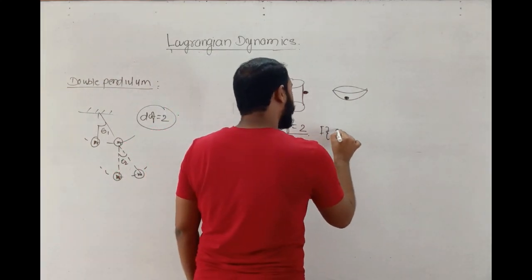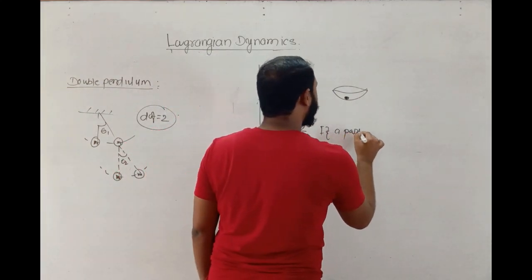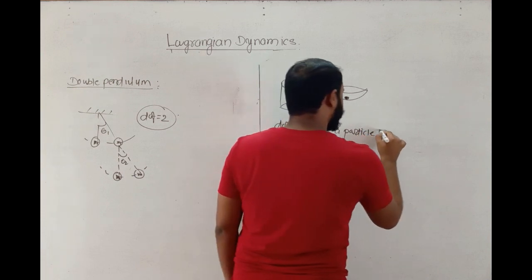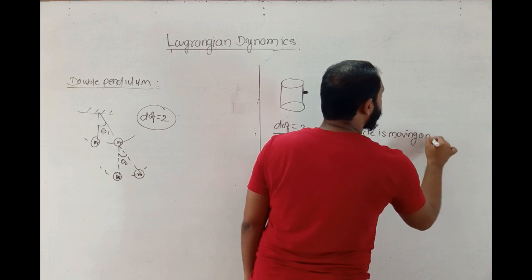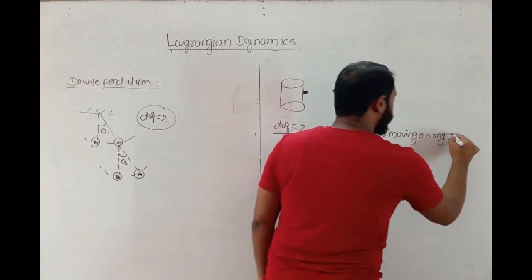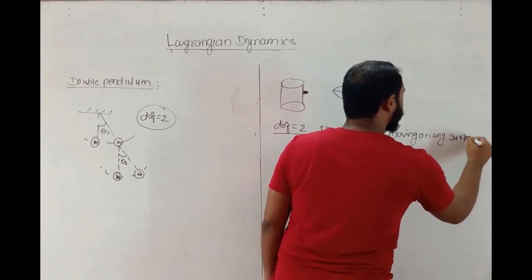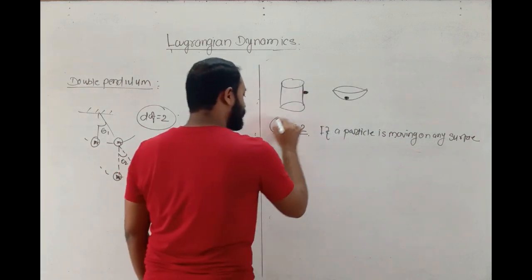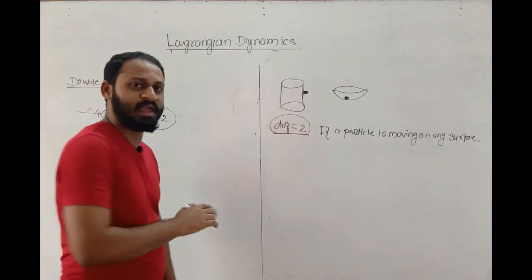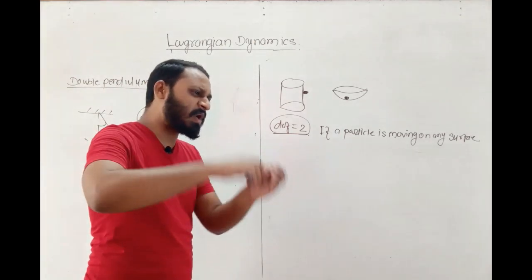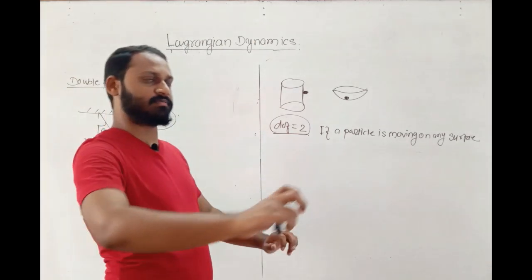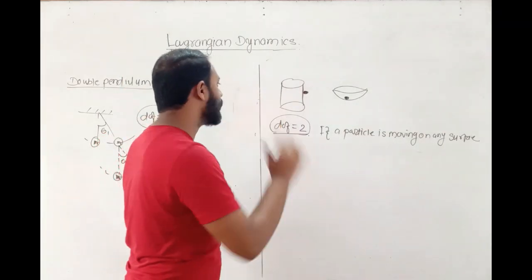Therefore, if a particle is moving on any surface, degree of freedom, sir, 2. If a particle is moving on any surface, then degree of freedom is how many? 2. Any particle moving on any surface, degree of freedom 2. नींद में भी आना चाहिए भाई.